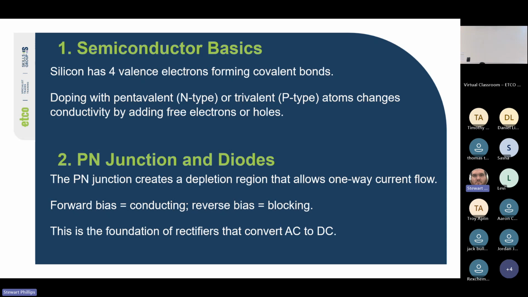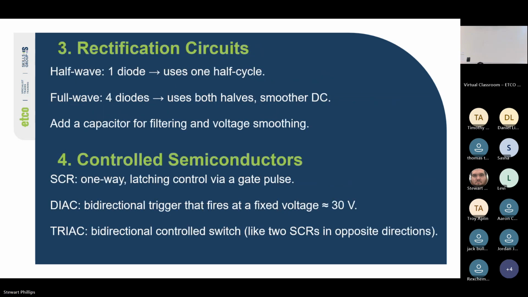Anyone need more time? Cool. So rectification circuit. So half wave, 1 diode uses 1/2 cycle. Full wave uses 4 diodes. It uses both halves, gives us a smoother DC, and then we add a capacitor for filtering and voltage smoothing.